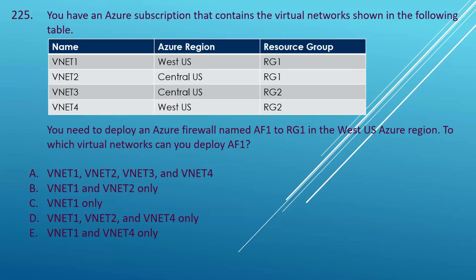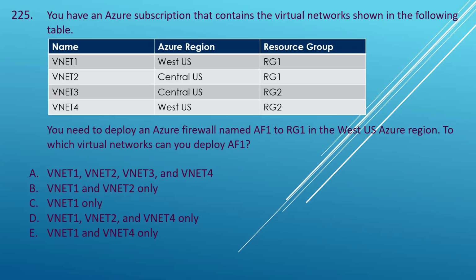You have an Azure subscription that contains the virtual networks shown in the following table. You have 4 virtual networks with the names VNet1, VNet2, VNet3, and VNet4, of which VNet1 and VNet4 are using the West US Azure region, and VNet2 and VNet3 are using the Central US Azure region. VNet1 and VNet2 are hosted in resource group RG1, and VNet3 and VNet4 are hosted in resource group RG2. You need to deploy an Azure firewall named AF1 to RG1 in the West US Azure region.